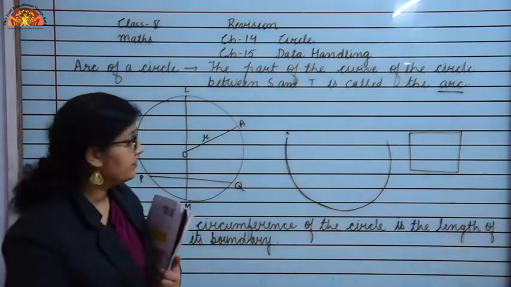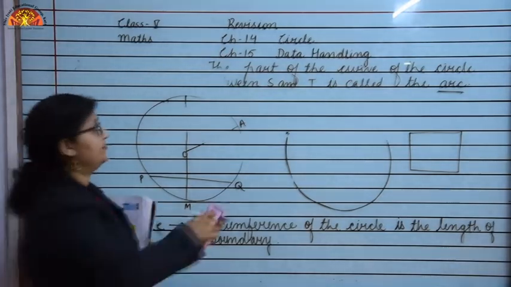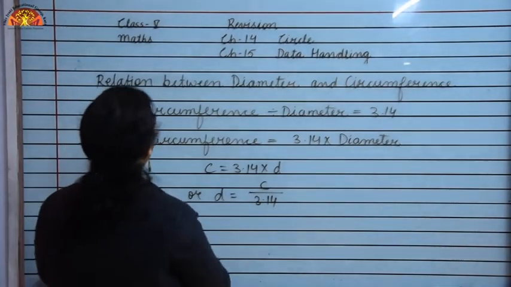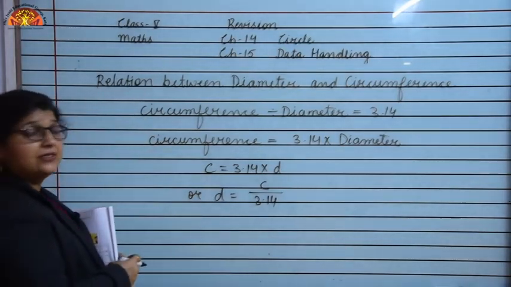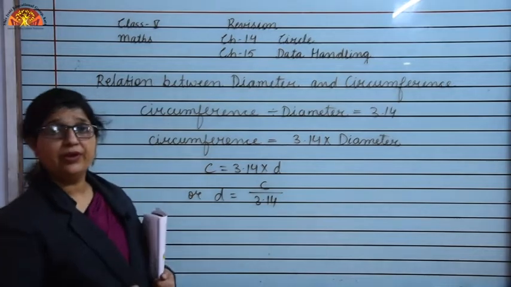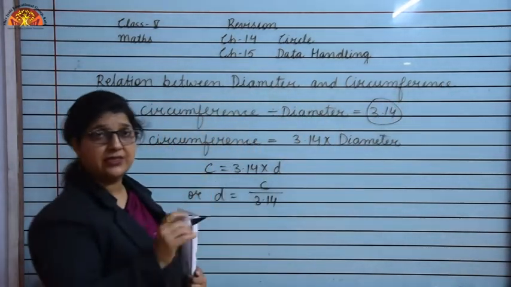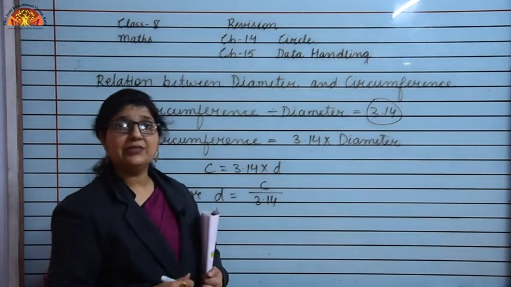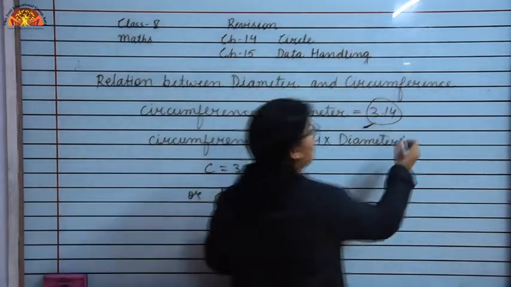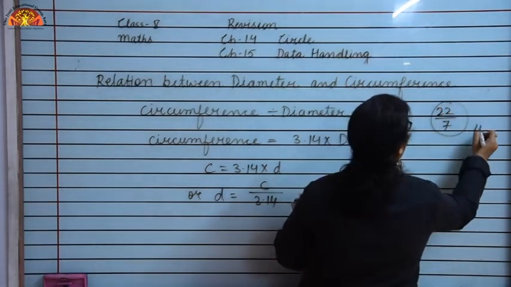Now students, what is the relation between circumference and diameter? Let us start. Circumference divided by diameter is equal to 3.14, and this value is always constant. Whenever you divide the circumference of a circle by its diameter, we always get 3.14 or 22/7. This is the standard value of pi.